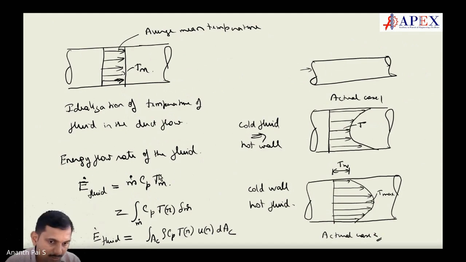Make sense? So what is happening? Integration of Cp, T, dm dot. In the case of hot fluid and cold surface, we are not worried about cold and hot surface. We are talking about fluid temperature. See here, this is cold fluid and hot wall. T mean may be somewhere here. Here, T mean will be somewhere here.